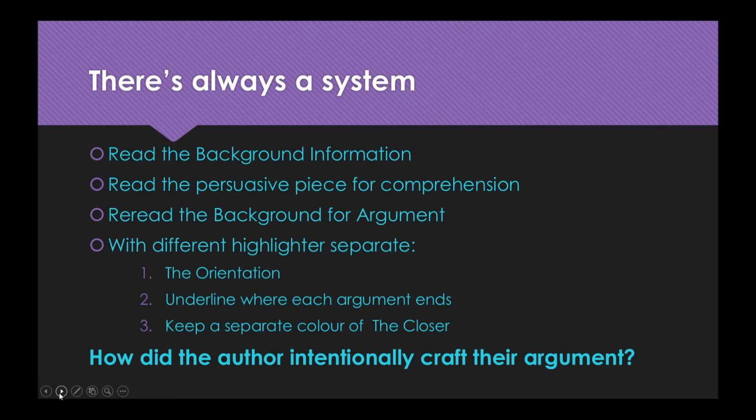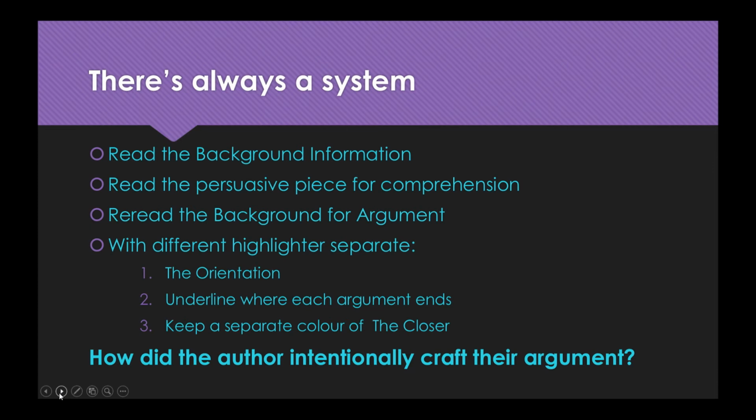Remember the question: how is the author intentionally crafting their argument? Look for the opener, yes. Look for the contention, yes. Look for the different arguments that are there, and of course look for the closer, but more importantly, read for comprehension. You need to know the entirety of the piece before you can start looking at the minutiae or the small pieces of the individual aspects of persuasion. Then go back and reread the background for the argument, and that will help really hone yourself in.